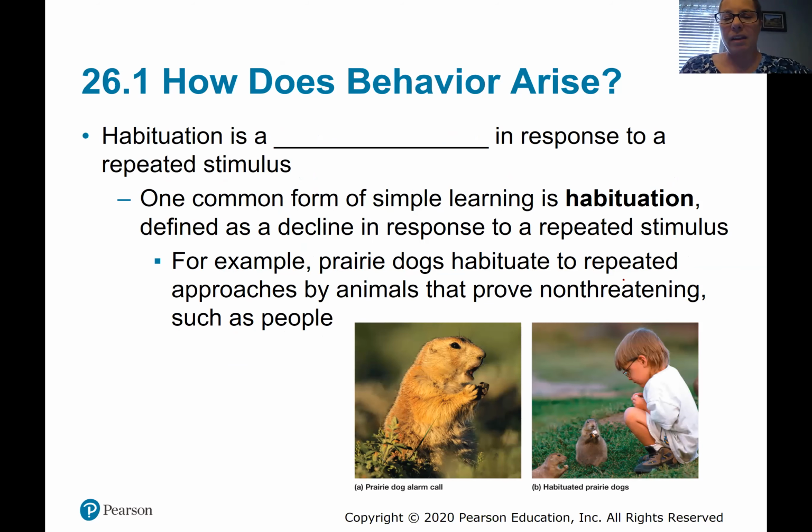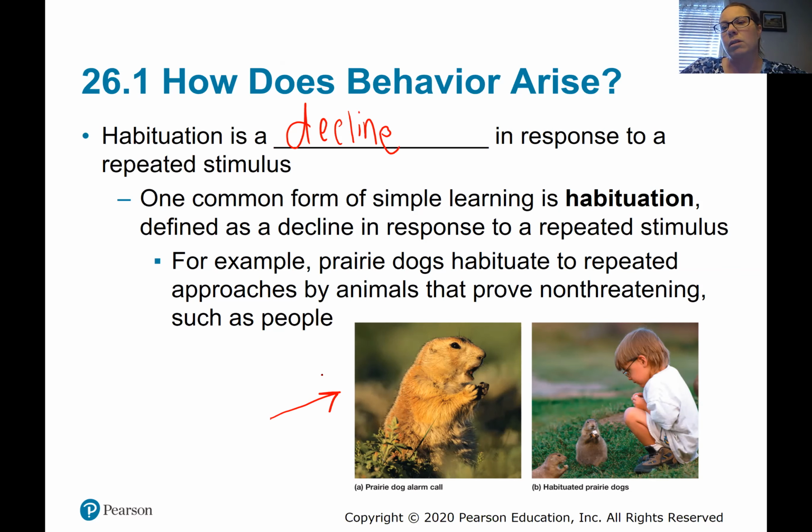A type of behavior is called habituation, defined as a decline in response to a repeated stimulus. For example, if you go out into a pasture where there are prairie dogs, there's a sentinel, they have different jobs. We'll talk about that at the end of this chapter. The prairie dog sentinel will call out an alarm, and it's really kind of cool.